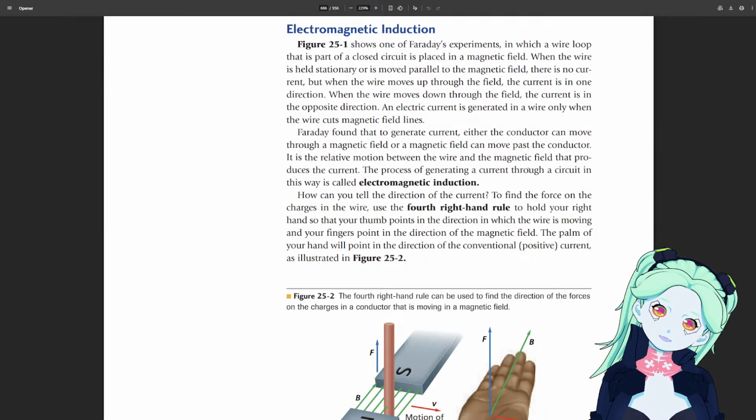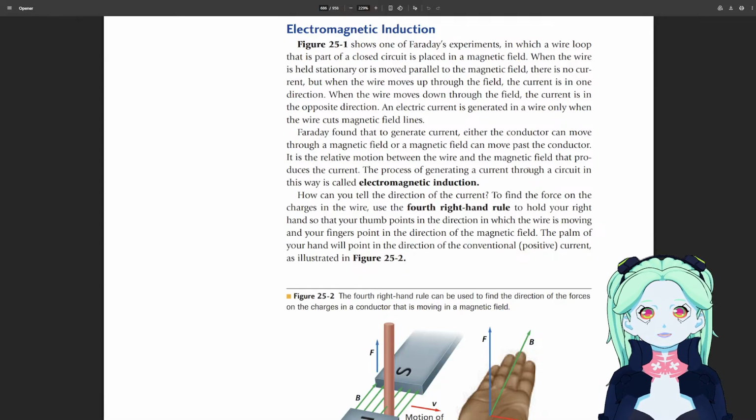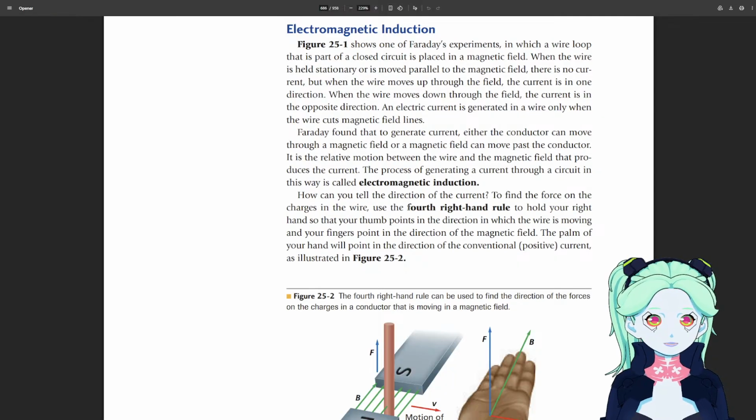Perpendicular directions, though. Anyways, how can you tell the direction of the current? To find the force on the charges in the wire, use the fourth right-hand rule. The fourth right-hand rule?